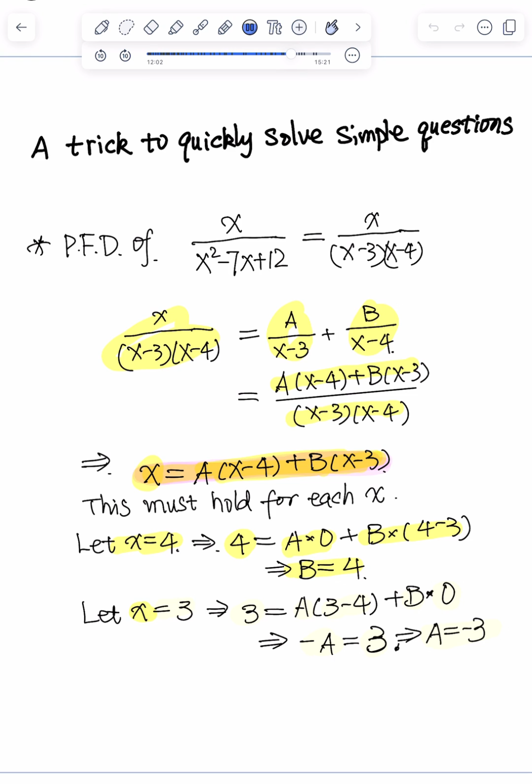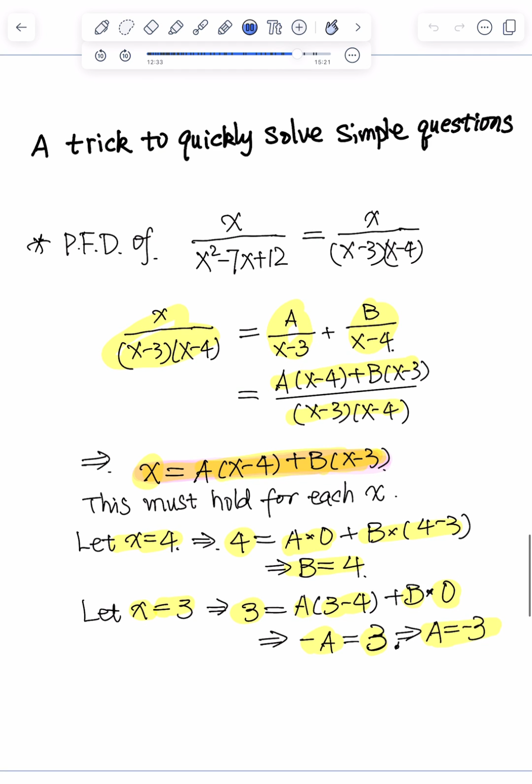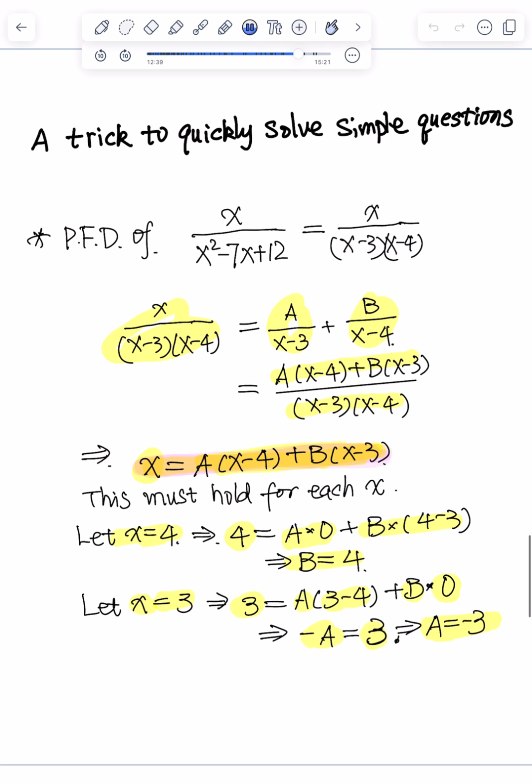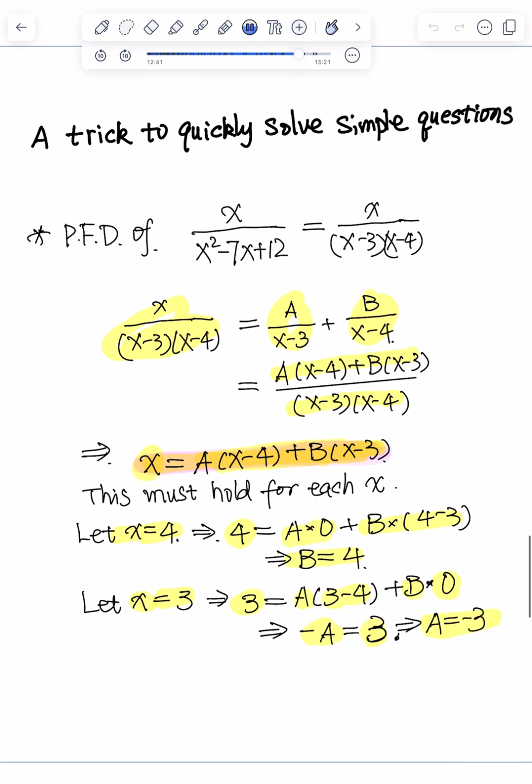At the same time, we can let x equal 3. We plug in x equal 3. Then you have 3 on the left hand side. And the right hand side, you have a times 3 minus 4, that is 1, plus b times 3 minus 3, that is 0. You immediately get minus a equals 3, then a equals minus 3. This way, you solve for a and b without actually forming a linear equation for a and b. So it's a bit faster than what we did before.